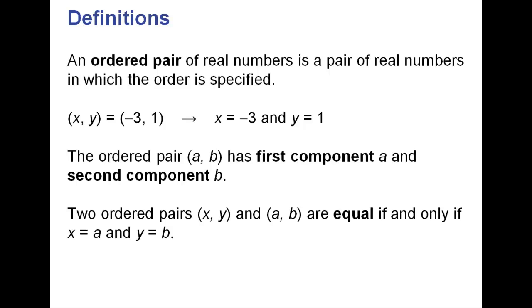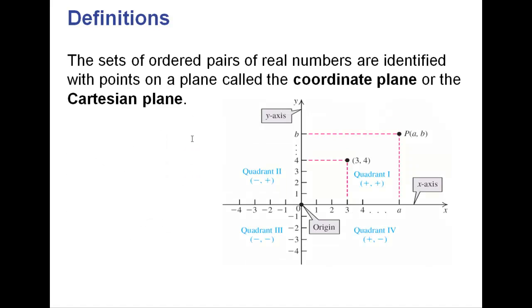So that tells us that this is not the same thing as 1 comma negative 3, because now all of a sudden x equals 1 and y equals negative 3. So it's very important to realize that order matters in an ordered pair.